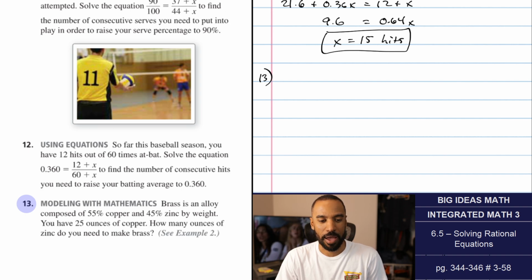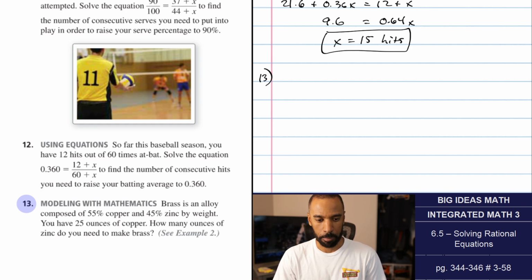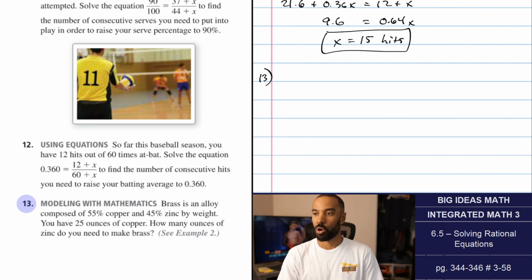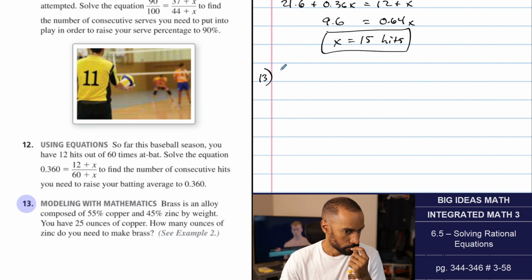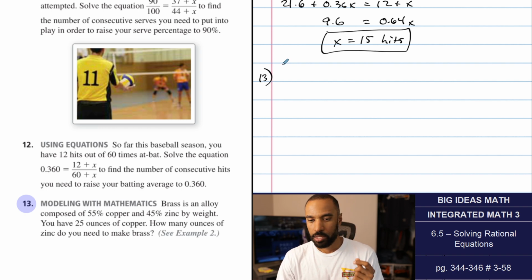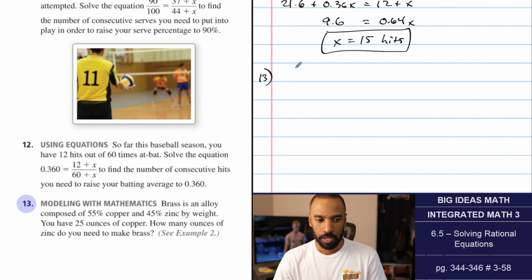Number 13, modeling with mathematics. Brass is an alloy composed of 55% copper and 45% zinc by weight. You have 25 ounces of copper. How many ounces of zinc do you need to make brass? So is the copper pure, I suppose? So we have pure copper here. We have 25 ounces of copper. Do you need to make brass?